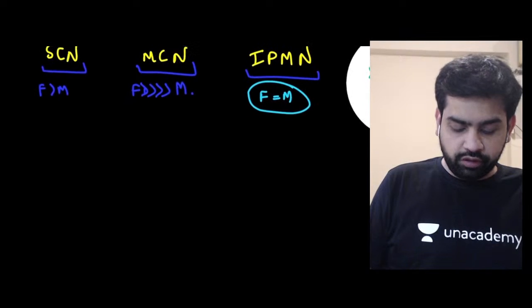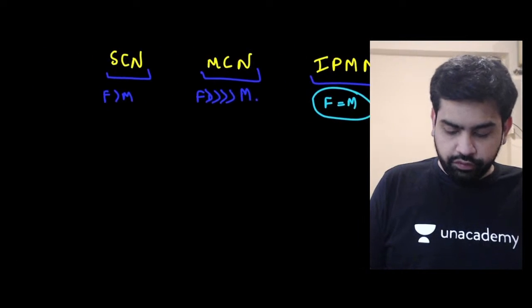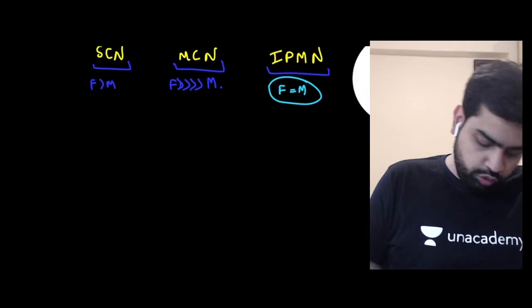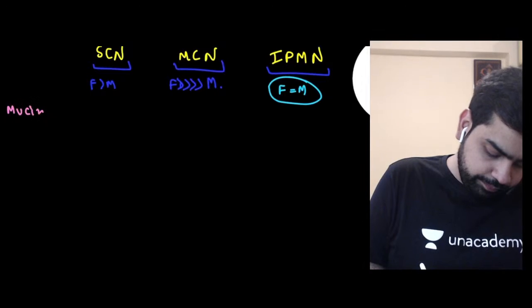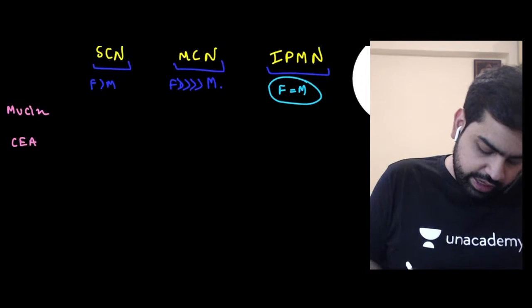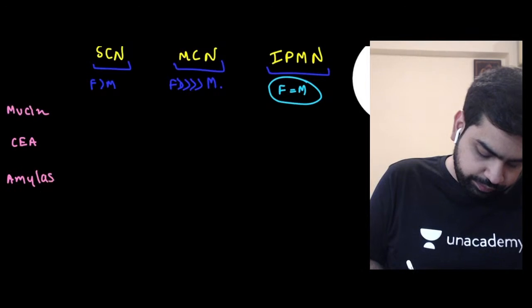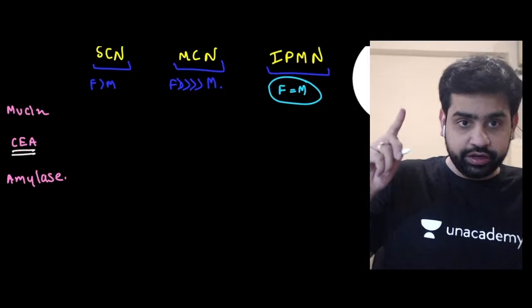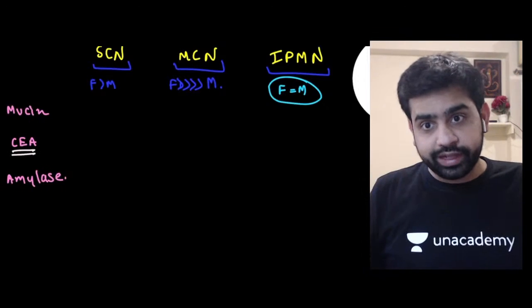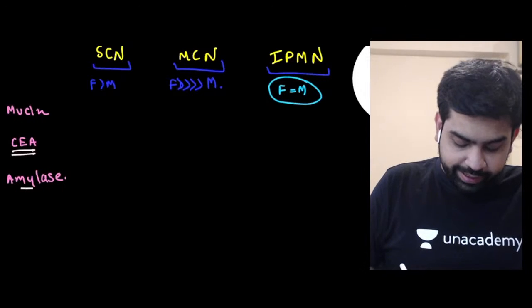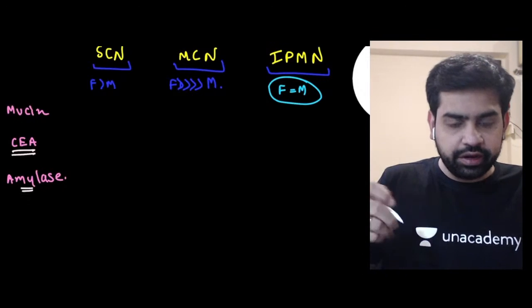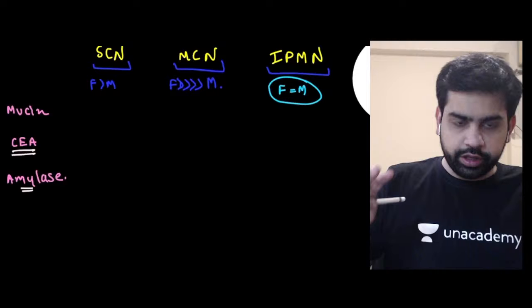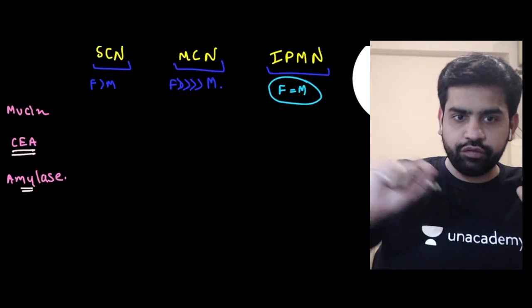Now coming to the important stuff. Let's see how you distinguish between them. So what do you use to distinguish between these? You use mucin staining, you use CEA, and you use amylase level. What you need to appreciate is that if the CEA is elevated, it denotes that it is a malignant lesion. If amylase is elevated, what does it indicate? It indicates that there is a connection with the main pancreatic duct. So if it is elevated, it is indirectly telling you that there is a connection with the main pancreatic duct.